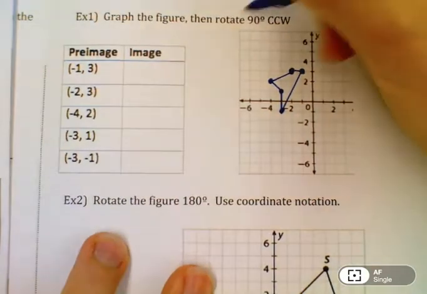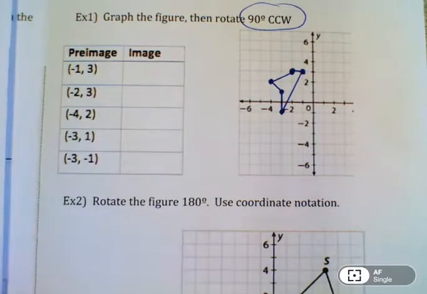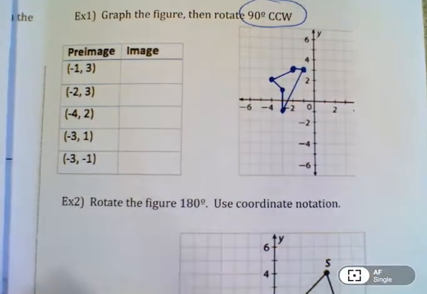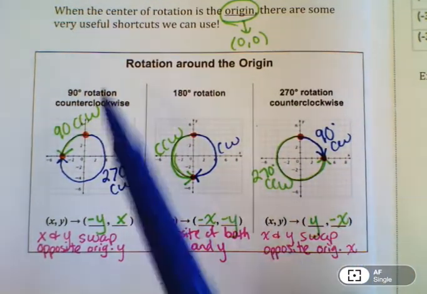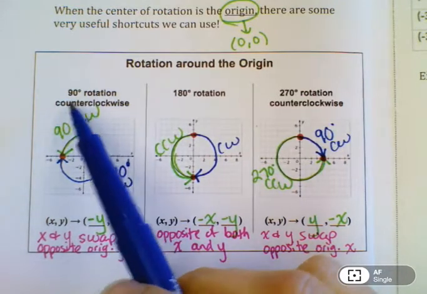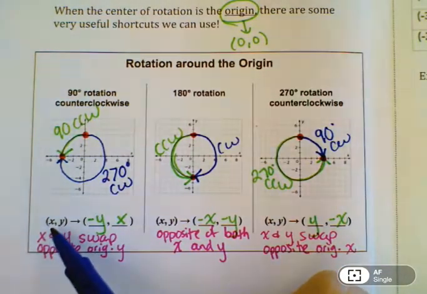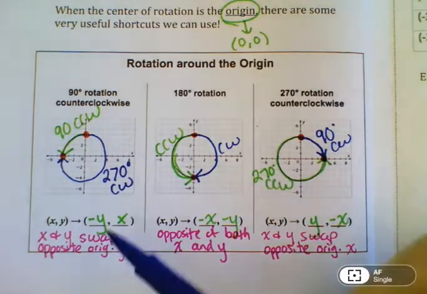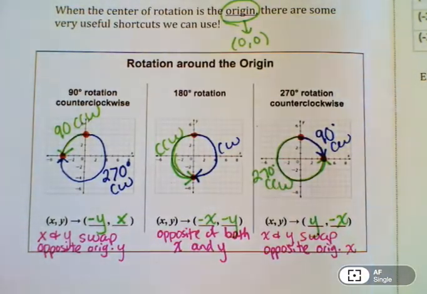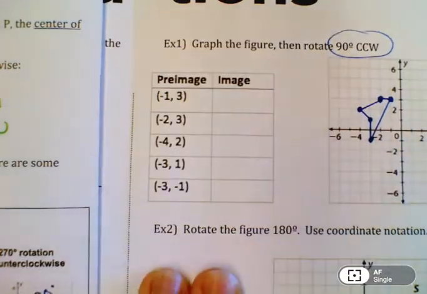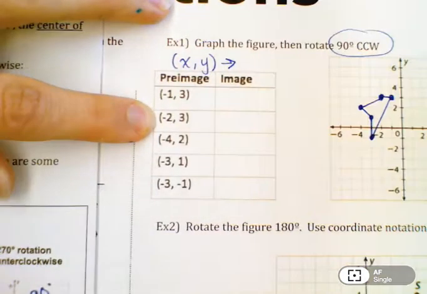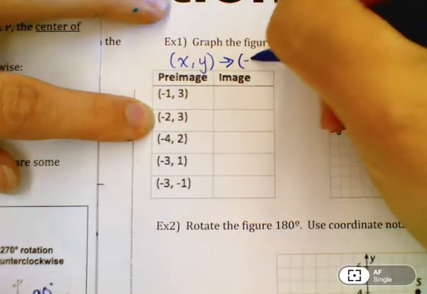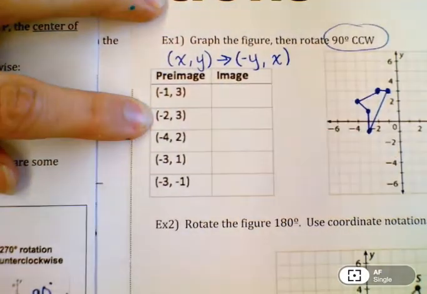So first step, that's what we're trying to do. We need to go grab the rule and write it down here. So 90 degree counterclockwise. Let's look back at our rules. Okay, 90 degree counterclockwise is this first rule. 90 degree rotation counterclockwise. This is the rule. (x, y) goes to (negative y, x). Write that rule down under example 1. So back over here. (x, y) is being transformed using the rule (negative y, x).